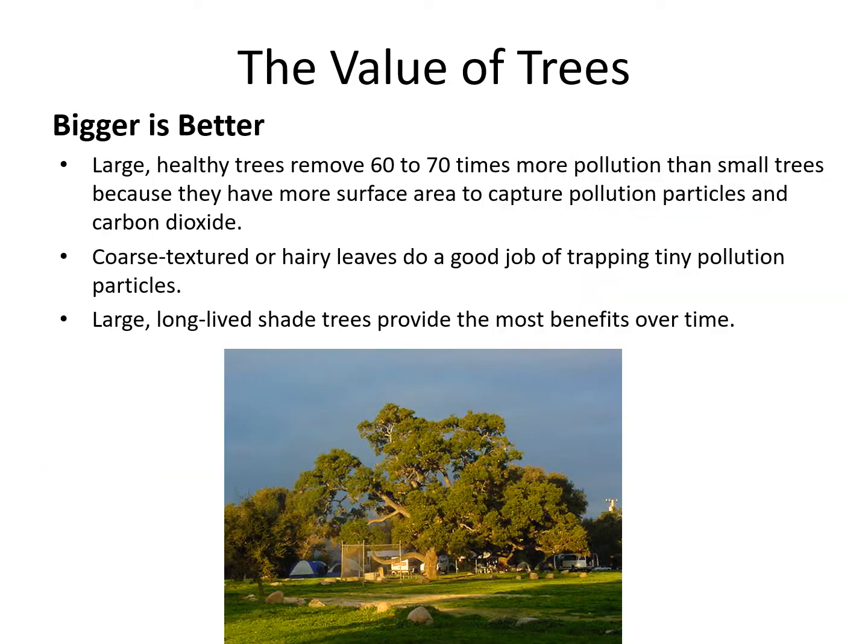Bigger is better. Large, healthy trees remove 60 to 70 times more pollution than small trees. Coarse textured or hairy leaves do a good job of trapping tiny pollution particles. Long-lived shade trees provide the most benefits over time.